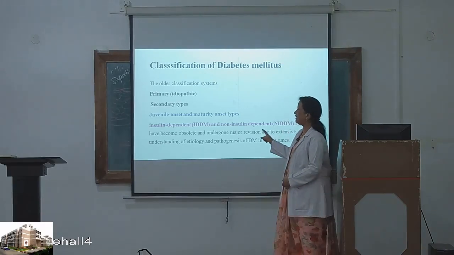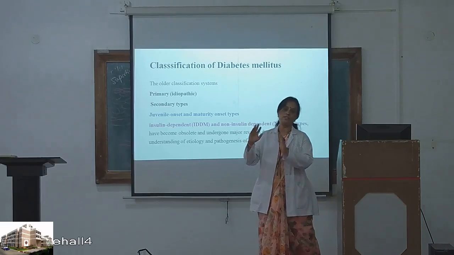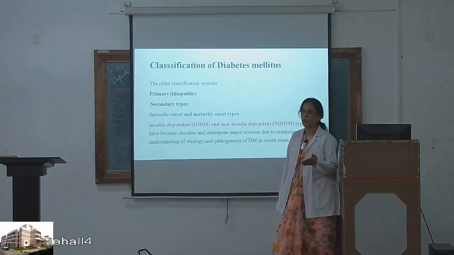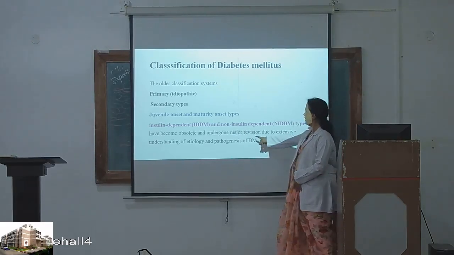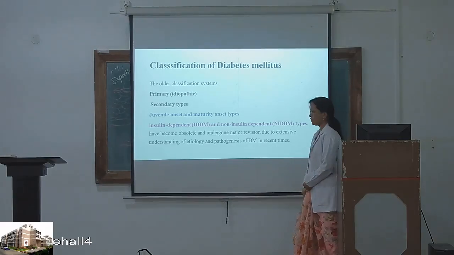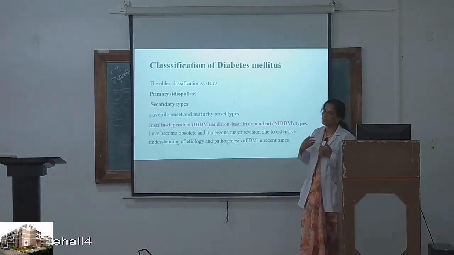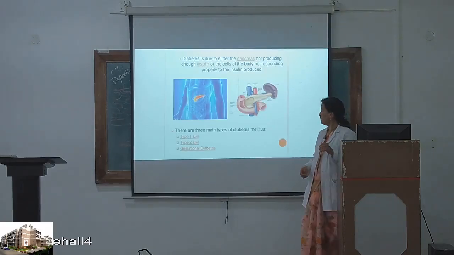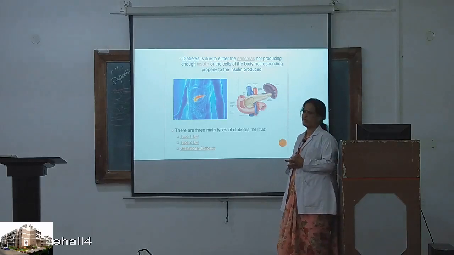So these three are the classifications which I learned, and all your seniors learned a decade ago or so. But now this has become obsolete and undergone major revision due to extensive understanding of the etiology and pathogenesis. That means there's a newer classification of diabetes mellitus. Okay, so what is this new classification of diabetes mellitus?